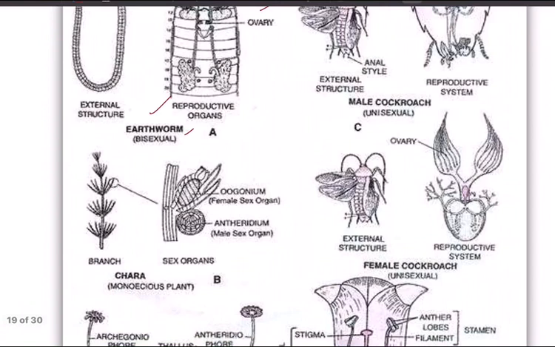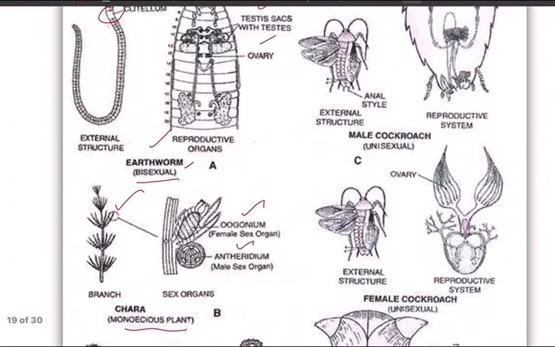And similarly, in case of plant, there's a plant called chara. It's a monoecious plant. It is equivalent, bisexual or monoecious. In case of animal, we use the word bisexual. In case of plants, we use monoecious plant. Look at that. The chara has got both oogonium as well as antheridium. This is male gonad, antheridium, and the oogonium is the female gonad. Both are present within the same plant. Look at that. Hence, it is monoecious.